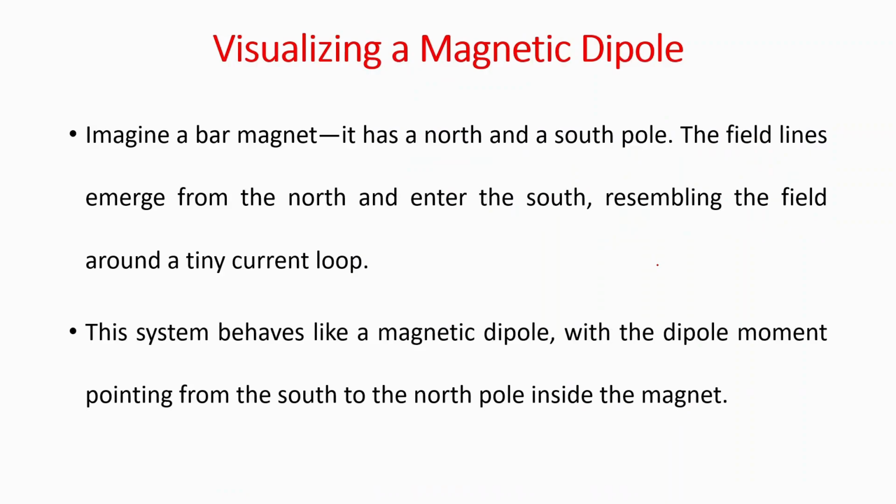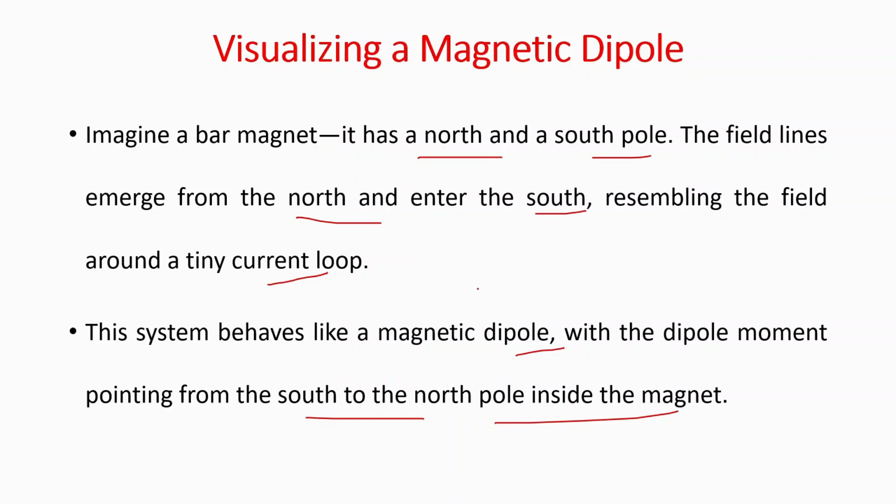Okay, now how can you visualize a magnetic dipole? A magnetic dipole can be visualized as a bar magnet which has both north and south pole. The field lines emerge from north and enter the south, resembling the field around a tiny current loop. This system behaves like a magnetic dipole with the dipole moment pointing from south to north pole inside the magnet. So that is how a magnetic dipole may be visualized.